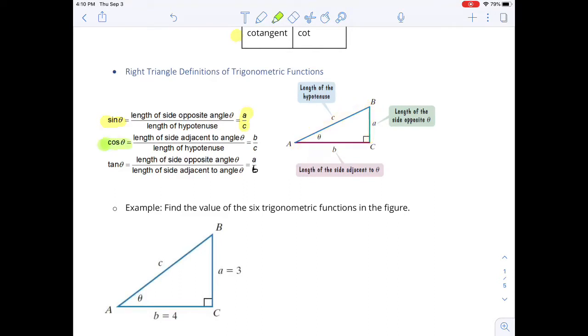Cosine theta is a quotient of the length of the side adjacent to angle theta to the length of hypotenuse. And tangent theta is a quotient of the length of the side opposite to angle theta, A, to the length of the side adjacent to angle theta, B. So it's A over B.